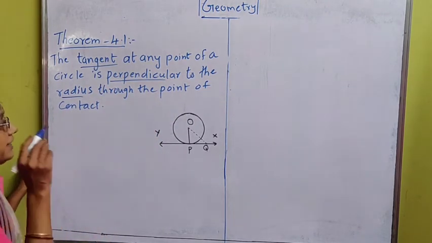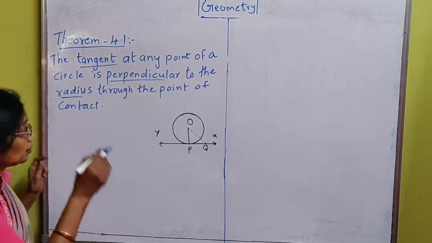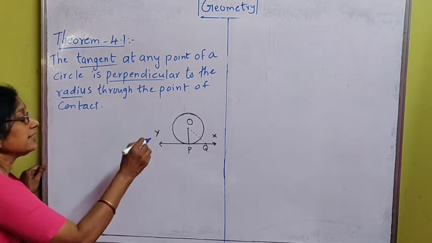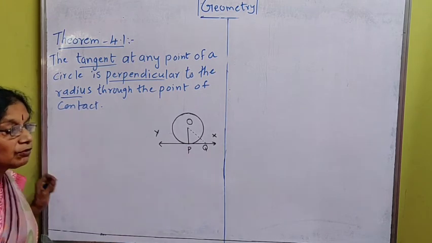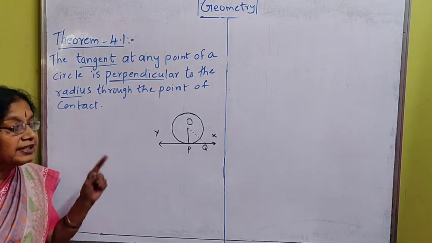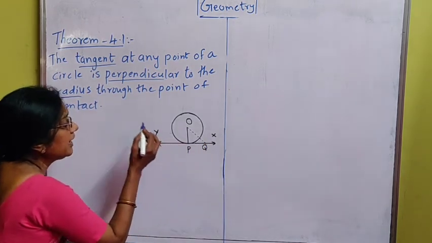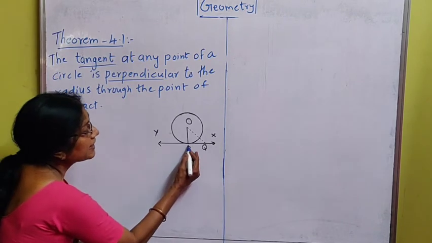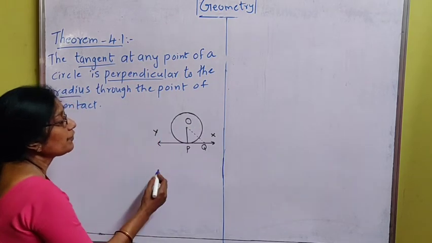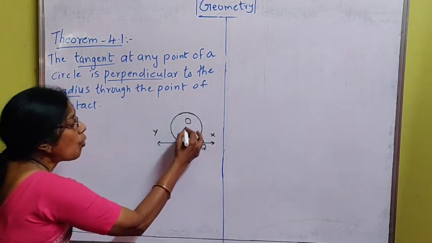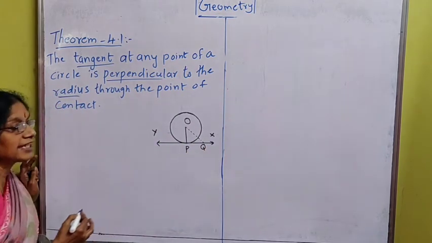So what is given? A tangent is given. Whenever a tangent is there, there is a point of contact, and to that point of contact a radius is joined from the center because that point is on the circle. What is a radius? The line joining the center and the point on the circle. Here XY is the tangent and P is the point of contact. O is the center of the circle, and OP is joined, and we have to prove OP is perpendicular to tangent XY.